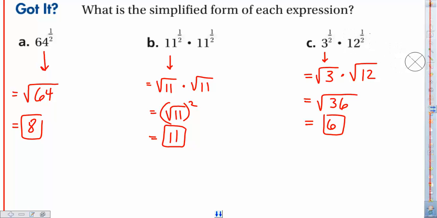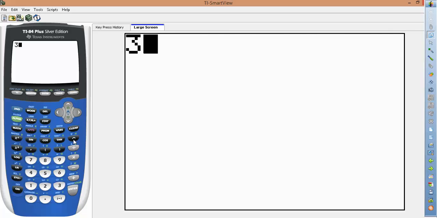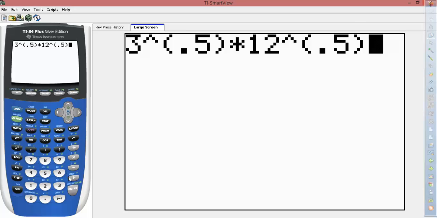Remember, you have a graphing calculator. You can check your work here. If I have 3 to the 1/2 power times 12 to the 1/2 power, according to this work, my answer is 6. So let's go ahead and check our work. Let's take 3 and raise it to the 1/2 power. Instead of putting it as a fraction, I'll just put it as a decimal. And then let's multiply that by 12, and let's raise that to the 1/2 power, which would be 0.5. And if I really did this work properly, I should get 6, right? And sure enough, boom, there's 6. So my math is legit.